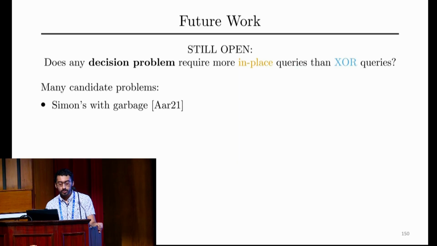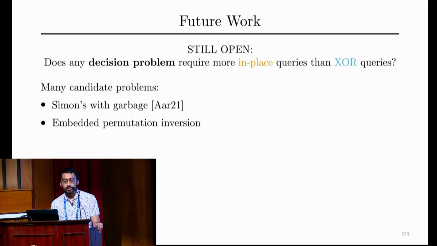In 2021, Aronson proposed Simon's problem with garbage. So this is just like Simon's problem, but every time you make a query, you get a little garbage in addition to your actual answer. And we introduce embedded permutation inversion, which is just like trying to invert a permutation, only your permutation is embedded in a much larger space.